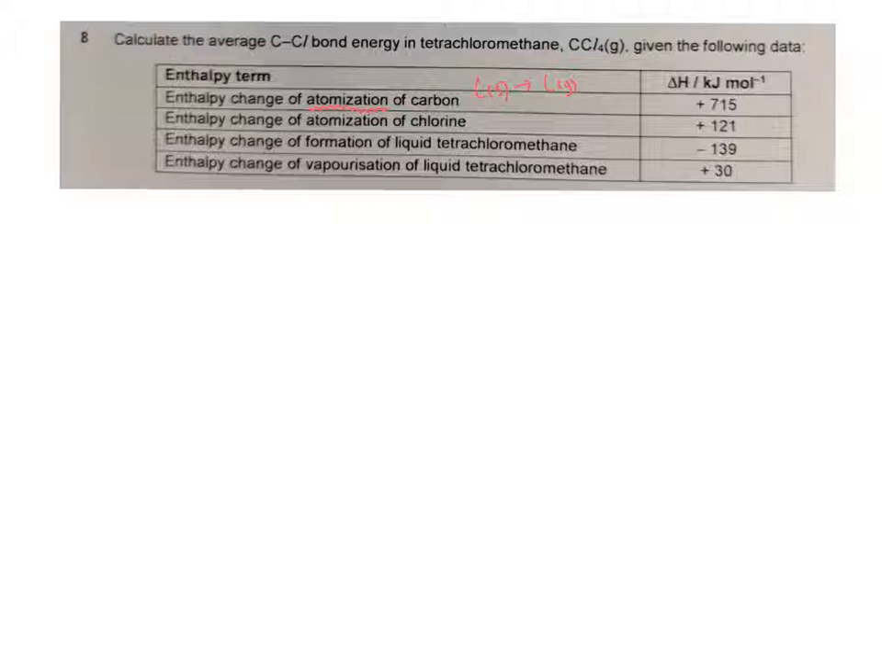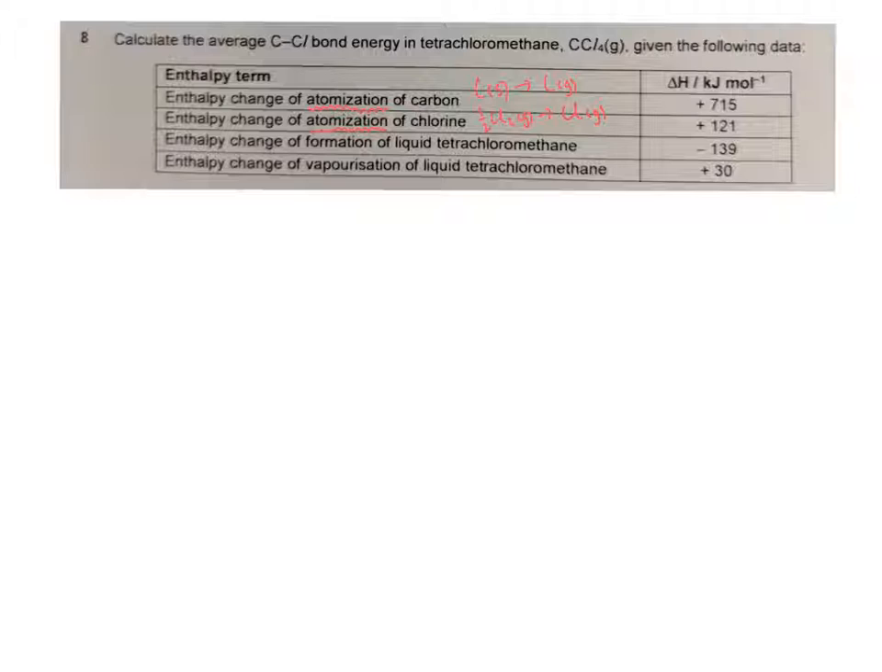So atomization of chlorine, interestingly, would be to turn chlorine gas into gaseous chlorine atoms. You've noticed that I have written half there because the atomization implies that we're looking at forming 1 mole of chlorine atoms. All right, it wasn't so much of a problem when it was carbon, but here you got to be careful because you got to deal with the fact that chlorine is a diatomic molecule.